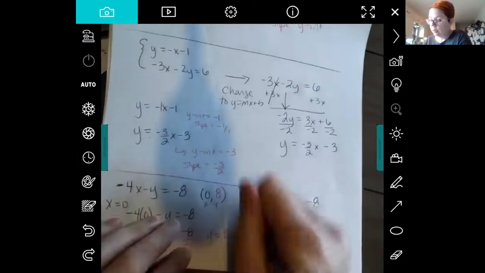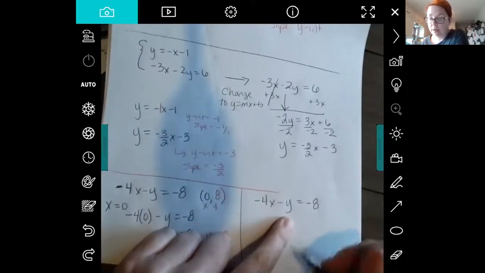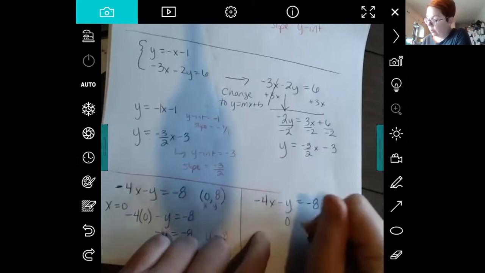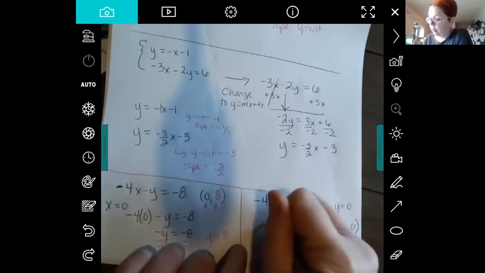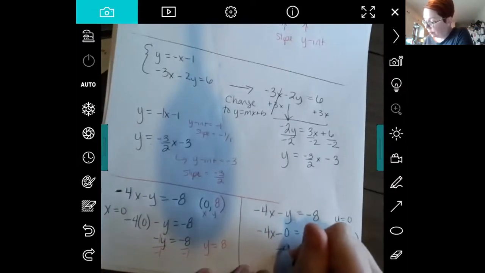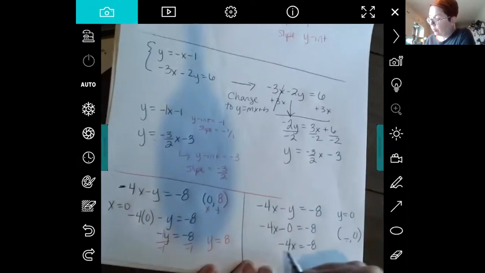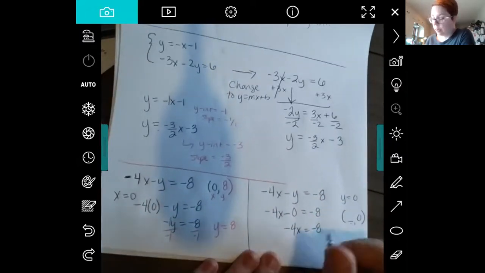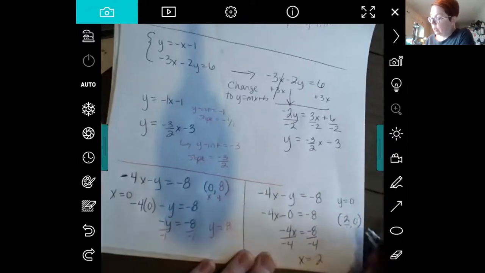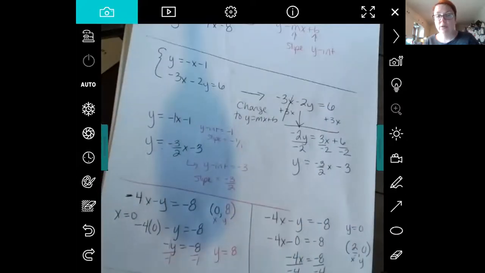So first, I put 0 in for x. I found my y. Now I'm going to put 0 in for y. And I'm going to find my x. So substitute that in. Okay, so when you subtract 0, nothing happens. Goes away. And so now I'm left with dividing both sides by negative 4. So x equals a positive 2. So when y is 0, my x is 2. So I have my 2 points of the intercepts.